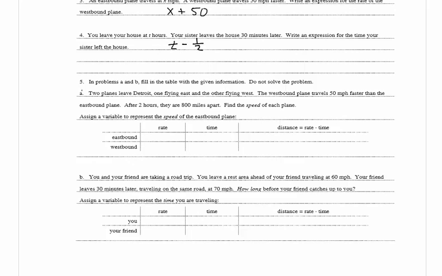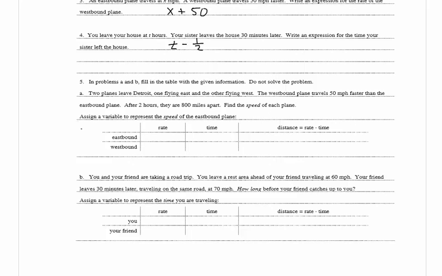In 5, it says, in problems A and B, fill in the table with the given information. Do not solve the problem. In A, we have 2 planes leave Detroit, one flying east and the other flying west. The westbound plane travels 50 miles per hour faster than the eastbound plane. After 2 hours, they are 800 miles apart. Find the speed of each plane.